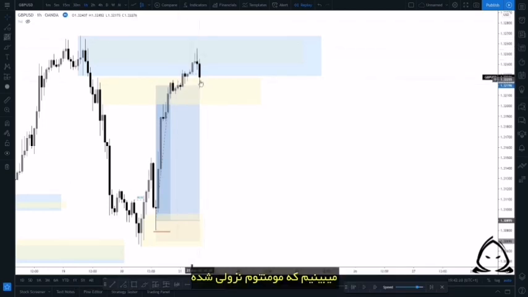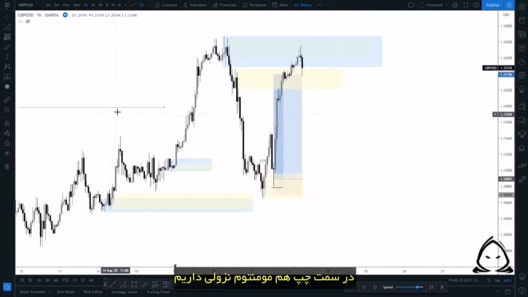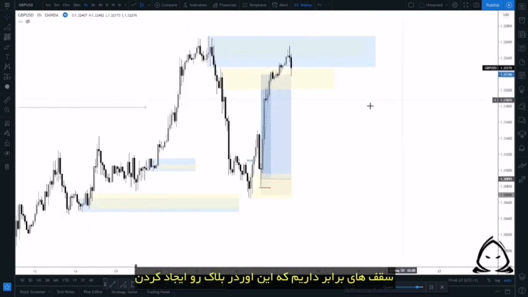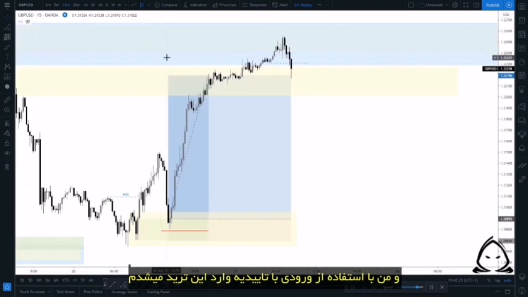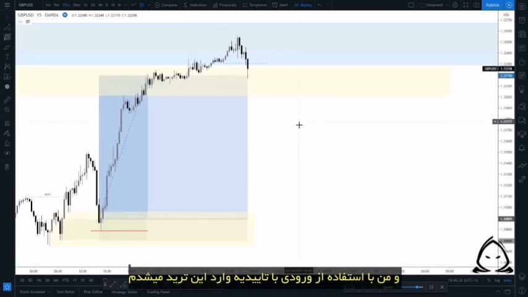We can see the momentum coming into the downside. We have downward momentum to the left as well. We had the equal highs that has created an order block. And the way I would approach this trade as well is using a confirmation entry.